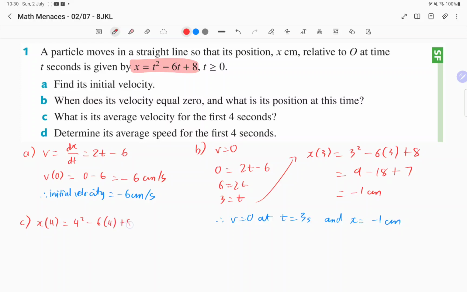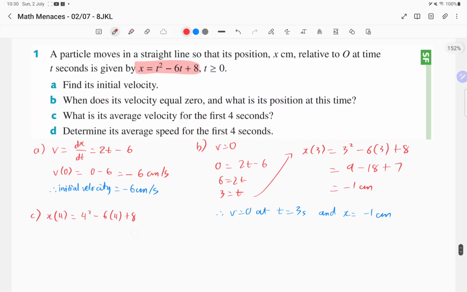How do you write? Is it just average velocity, just centimeters per second? You don't have to write anything funky. No.